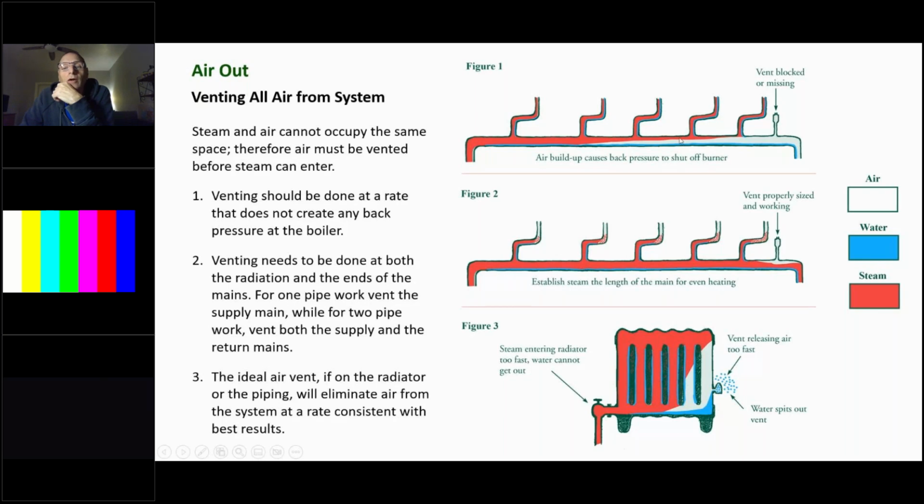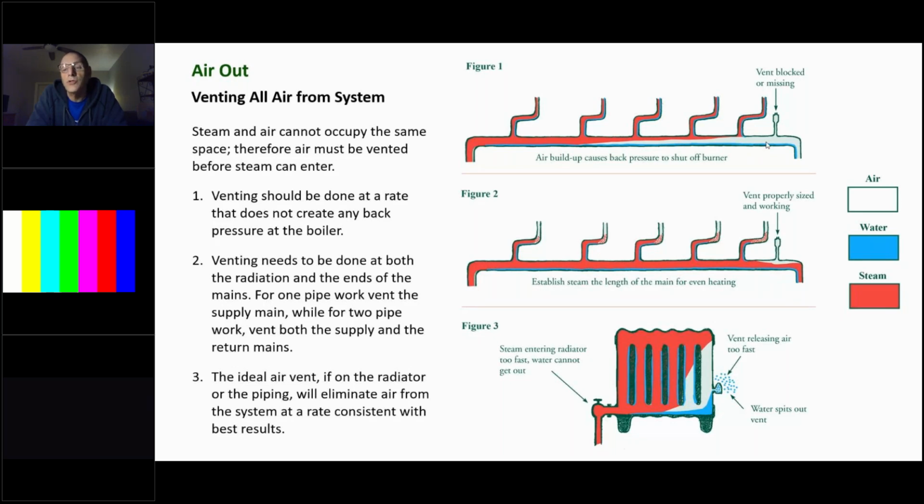And then obviously that's the same as going off on low water. We are not completing our cycle. We're not getting good steam out to the system. So venting should be done at a rate that does not create any back pressure on the boiler. So again, if we have a really long run of main in the basement, and we're having issues, the boiler's going off on low water before it's going off on limit, we may need to look at the vent.